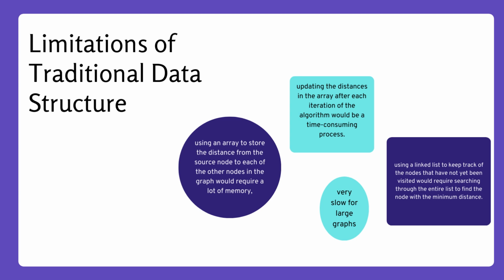So, to overcome these limitations, specialized data structures such as priority queues or the Fibonacci heaps are used in implementing Dijkstra's algorithm. These data structures allow for efficient storage and retrieval of elements based on their priority, in this case, the distance from the source node.